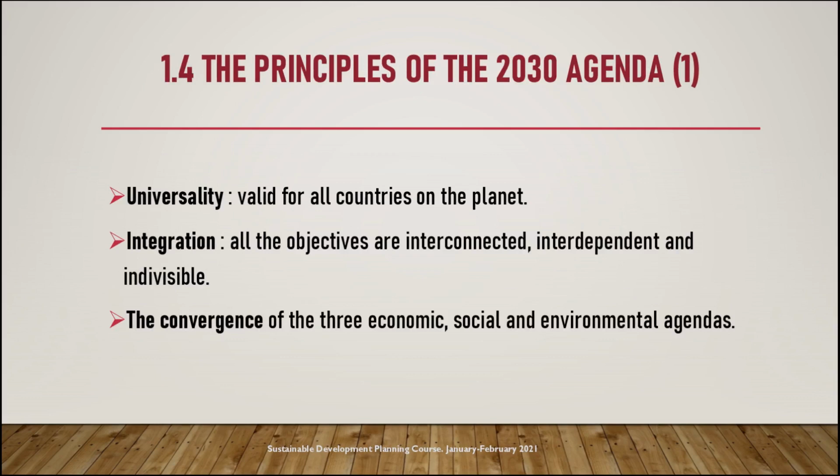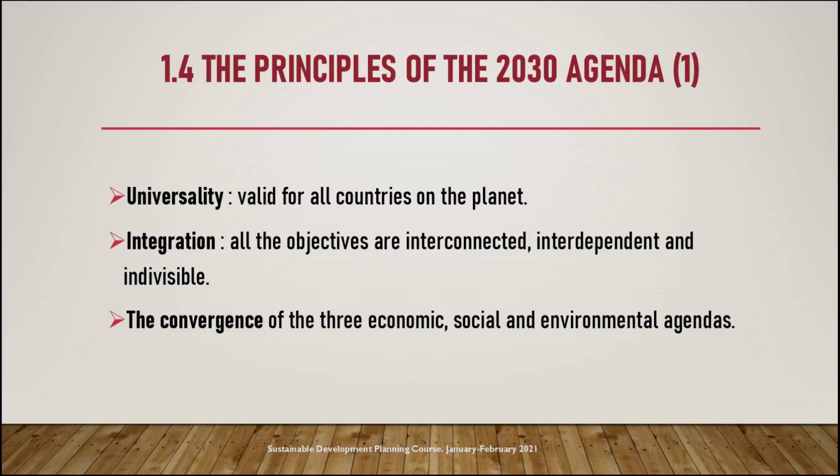So what are the principles of the 2030 agenda? The first principle is universality, which means that the agenda is valid for all countries on the planet, as compared to the Millennium Development Goals, which were mainly for the developing world, the developing countries. The principle of integration, which means that all the objectives are interconnected. All the 17 objectives are interconnected, interdependent, and indivisible.